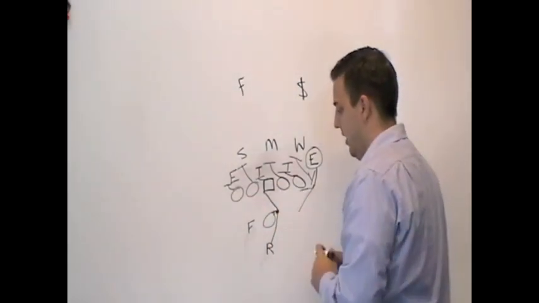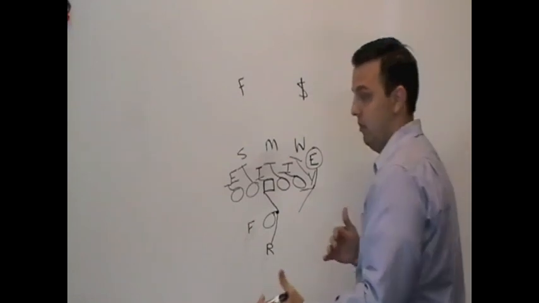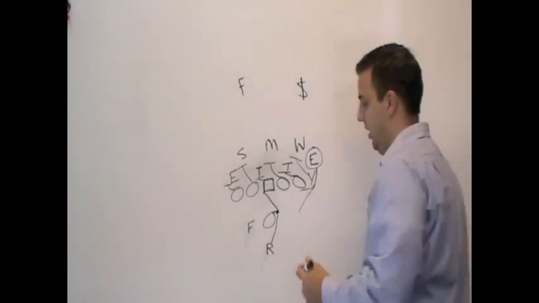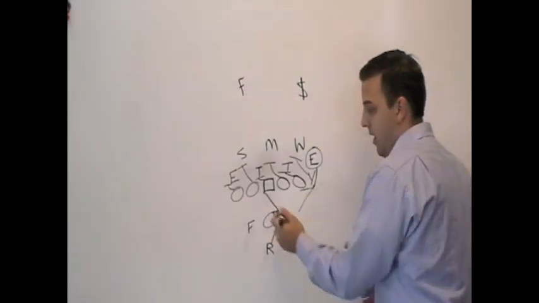The nuance to the read option that a lot of teams are putting in, San Francisco's putting it in, Washington's putting it in, is what's called the arc block that's here by the F.